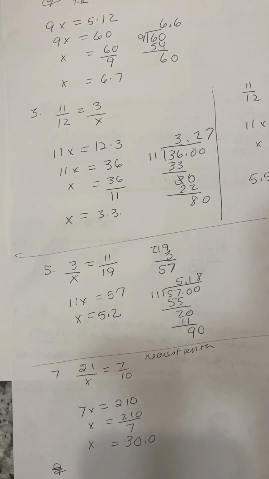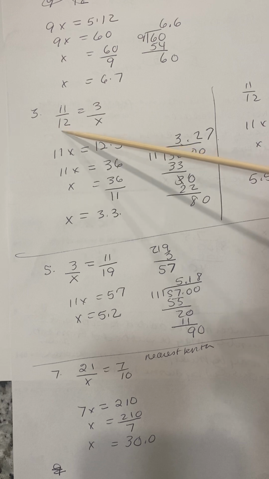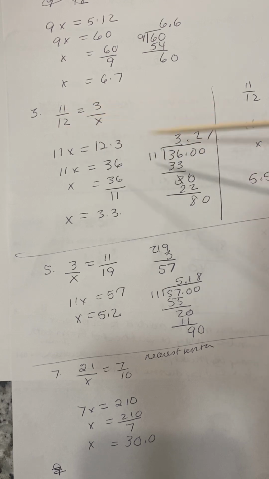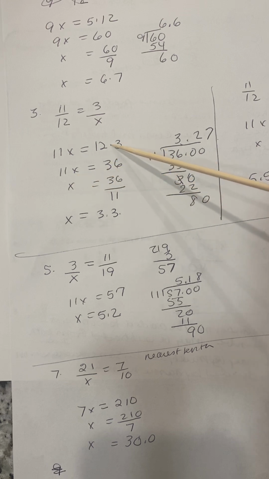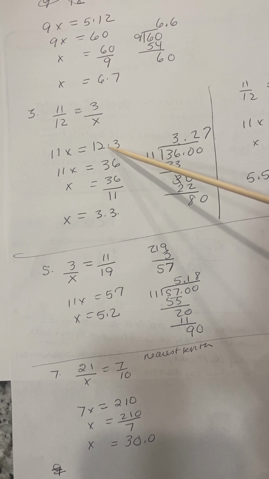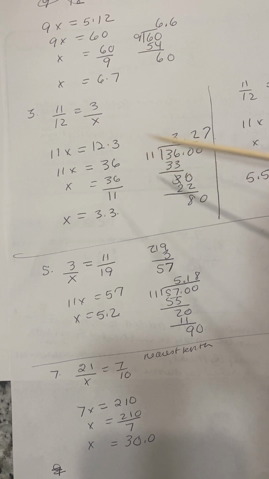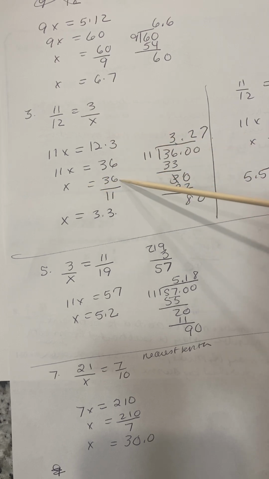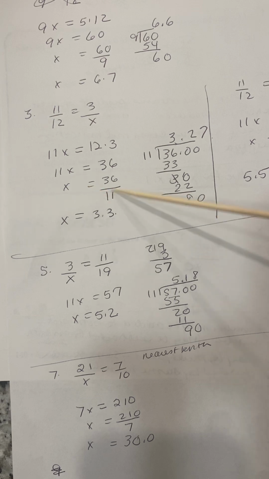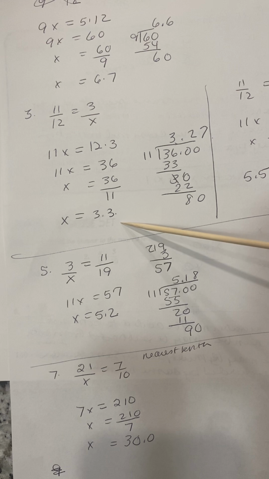Number 3, we have 11 twelfths equals 3 over x again. 12 times 3 and 11x. So we have 11x equals 12 times 3. 11x equals 36. This is 12 times 3. I shouldn't have put a dot there because you might think it's a decimal point, but it's not. It means 12 times 3 equals 36. And so now we have x equals 36 over 11, because we're going to divide by 11. 11 goes into 36 3.27, which rounds to 3.3.